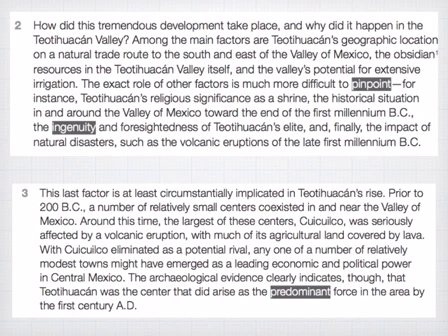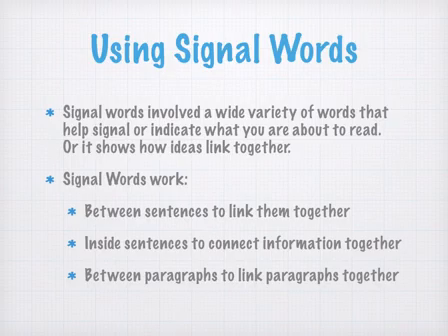And this is where this idea of signal words comes in. Signal words are a variety of words that help to signal or indicate what you're about to read, or show how ideas link together. We touched on this very briefly in the previous video, where we were looking at additional and supporting information, or extra factors that were involved, as well as the main ideas. There were lots of minor contributing factors that would affect change. So we saw some of them in action in that second video.